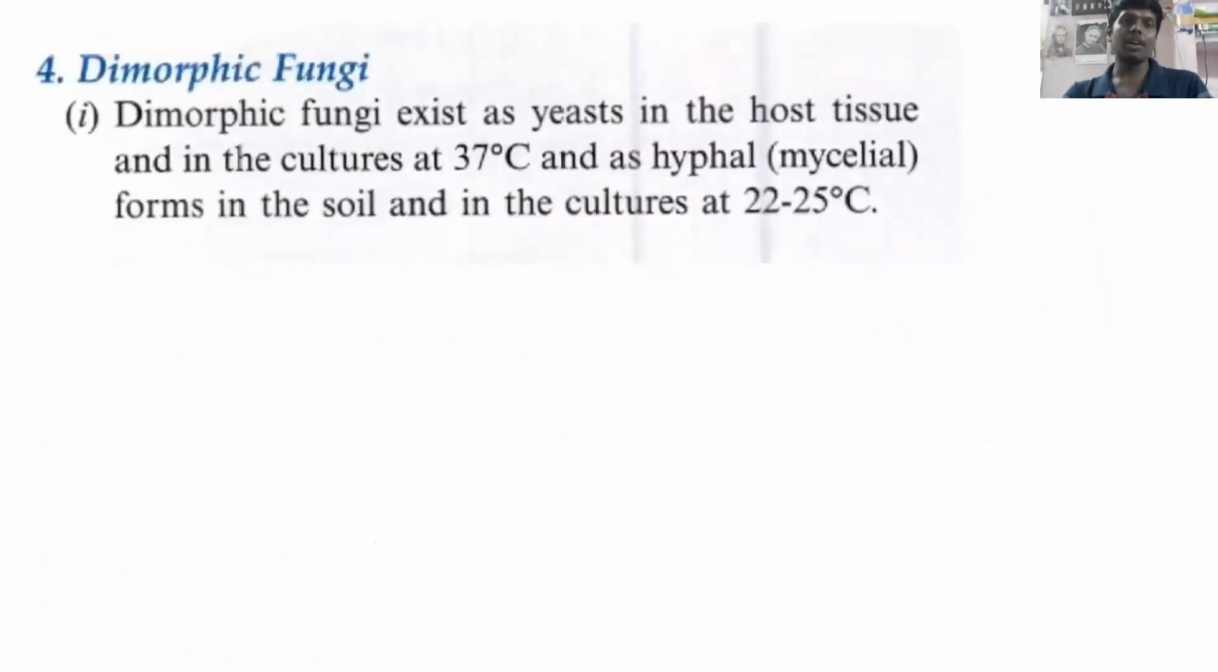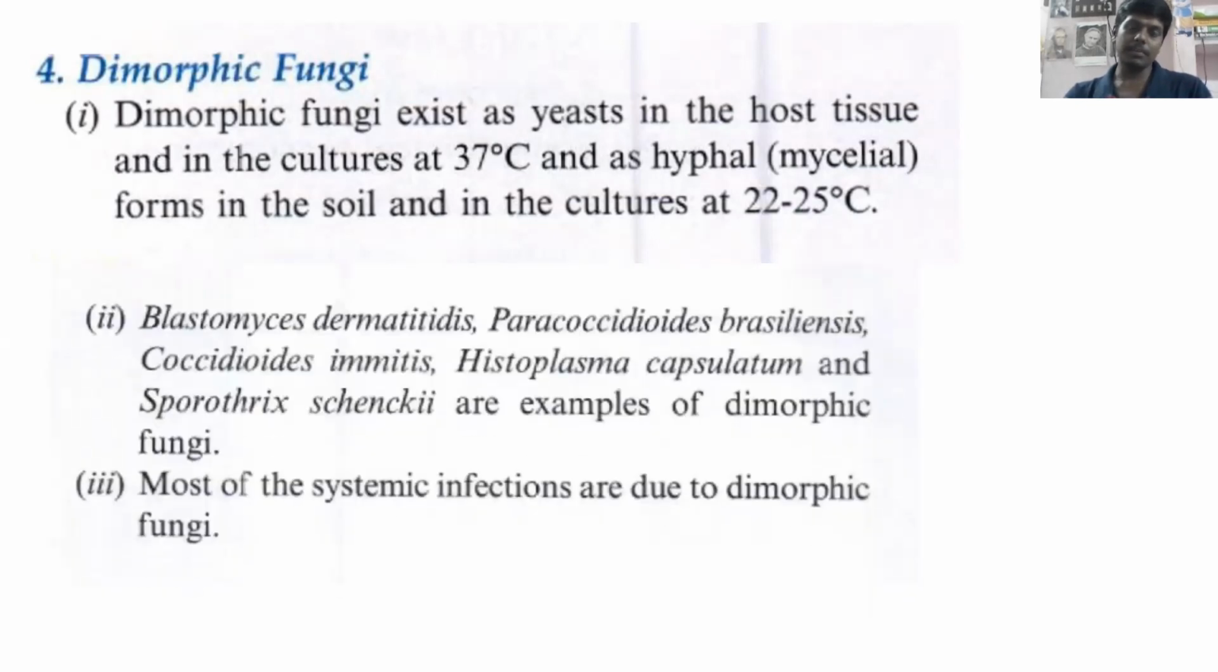Then last and final is dimorphic fungi. Dimorphic fungi will show both yeast-like morphology and mycelial morphology depending upon the temperature. At body temperature, they will show yeast-like morphology, and at room temperature, they will show mycelial, hyphal morphology. That is the characteristic feature of dimorphic fungi. The examples are Blastomyces dermatitidis, Paracoccidioides brasiliensis, Coccidioides immitis, and Histoplasma capsulatum.